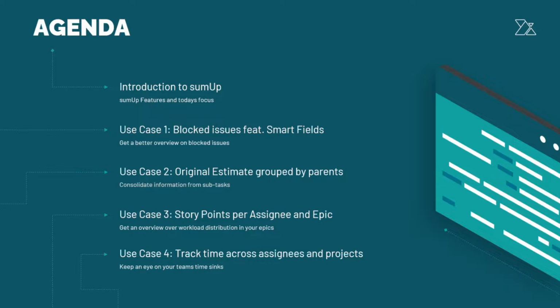Following that, the second use case will focus on how to get consolidated info from, in this case, subtasks with the use of our sumUp grouped filter results gadget. And the last 2 use cases will show how you can use our gadgets to keep a better eye on workload and work time distribution in your team with the sumUp 2-dimensional filter statistics gadget and the work log report.